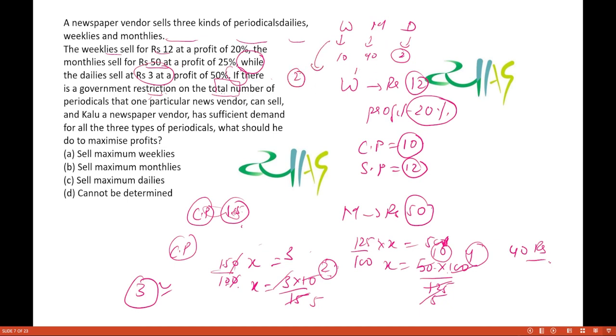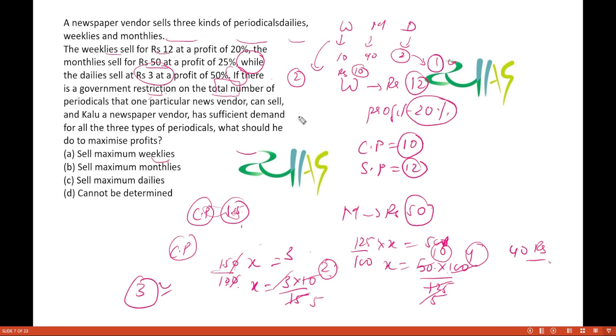For this one he is getting how much profit? 10 rupees profit. Okay, and for this one he is getting 1 rupee profit. So this is asking what should he do to maximize his profit.